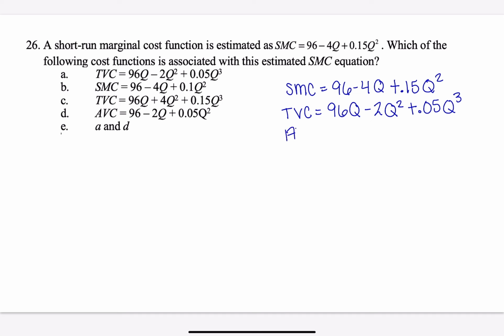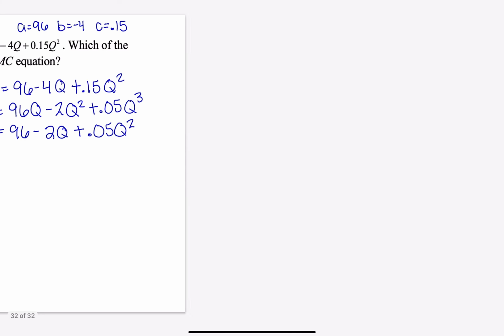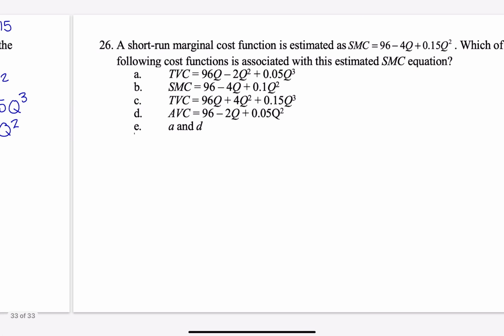And then our average variable cost is 96 minus 2q plus 0.05q squared. We're getting that A equals 96, B equals -4, C equals 0.15. And then we're substituting it in. But with that, we get the A and D work. And this is the question we just did.